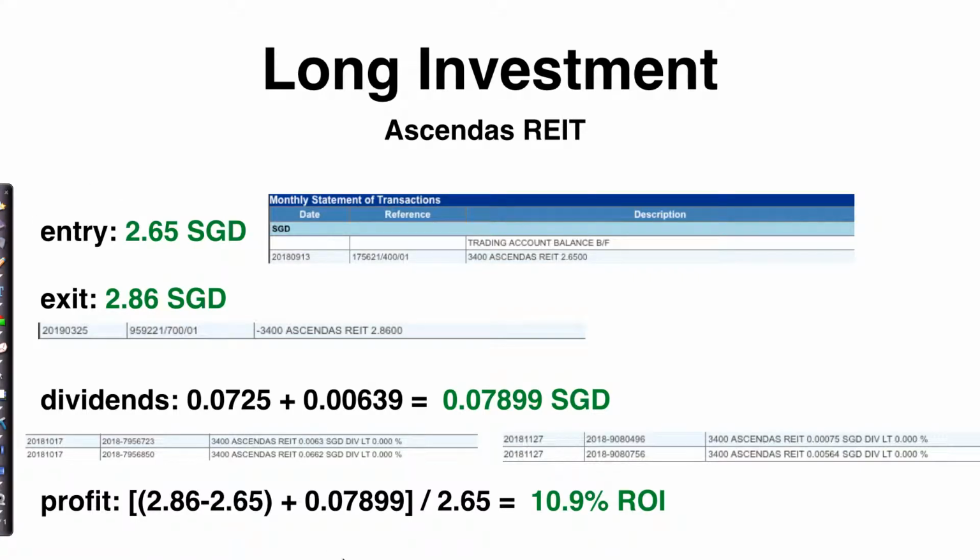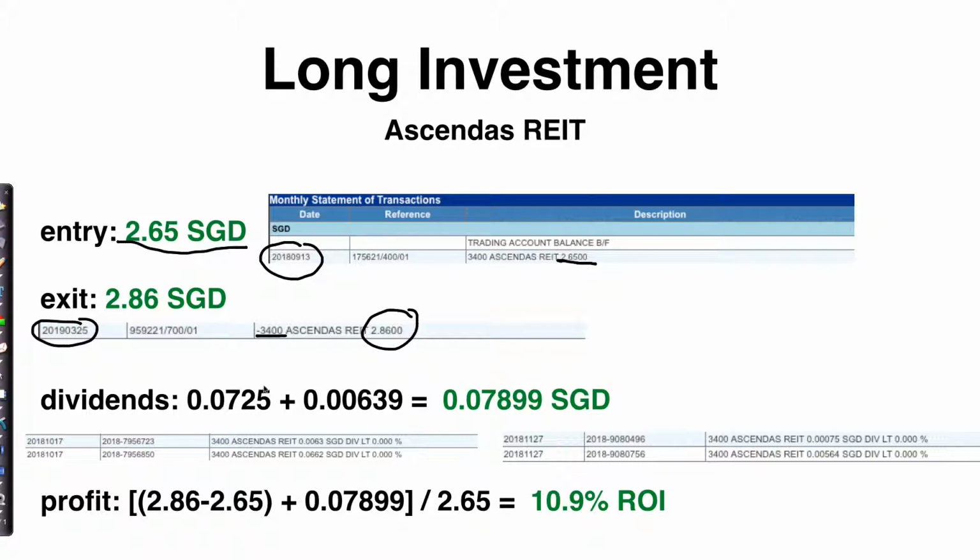Let's review now the trade. Okay, so you can understand also how to analyze the result. Entry price, as I said here, it was 265. You can see here I entered in September last year. This is taken from my trading account, and I bought at 265. When I exited, the price was 286. You can see here, I sold these 3,400 shares at 286. And when did this happen? In March, end of March this year. So more or less 6 months.